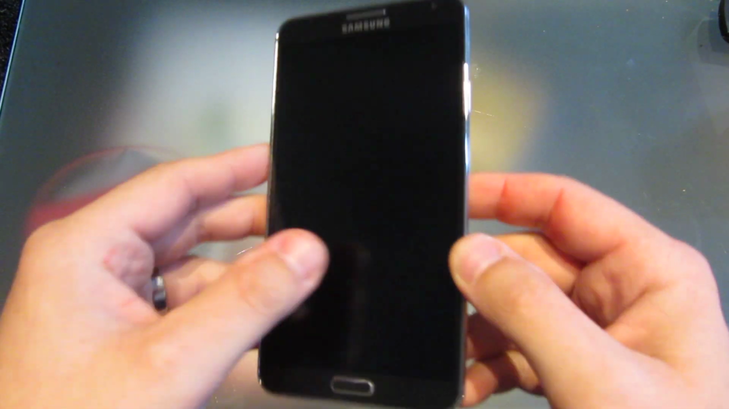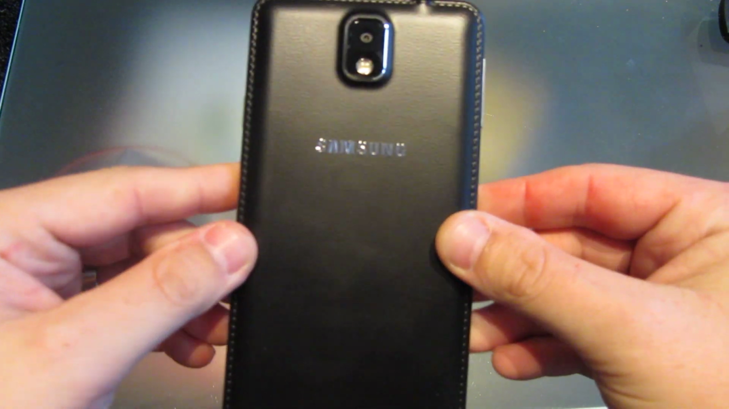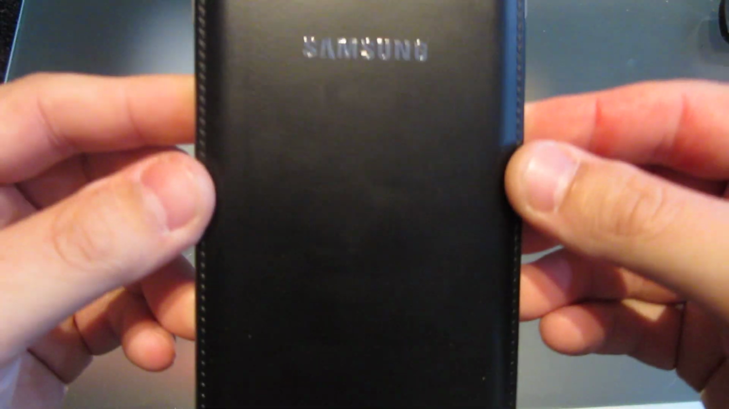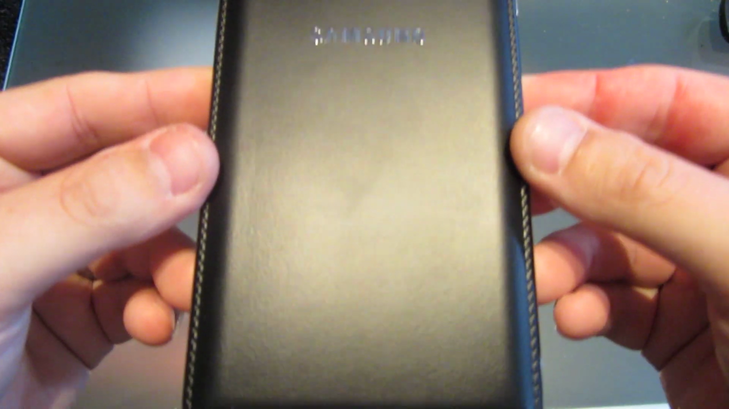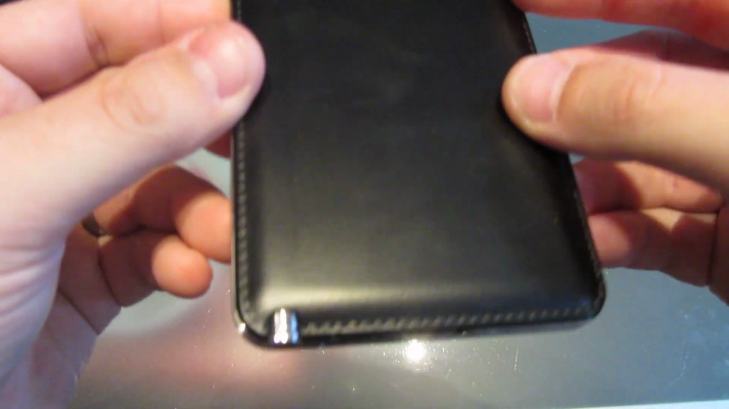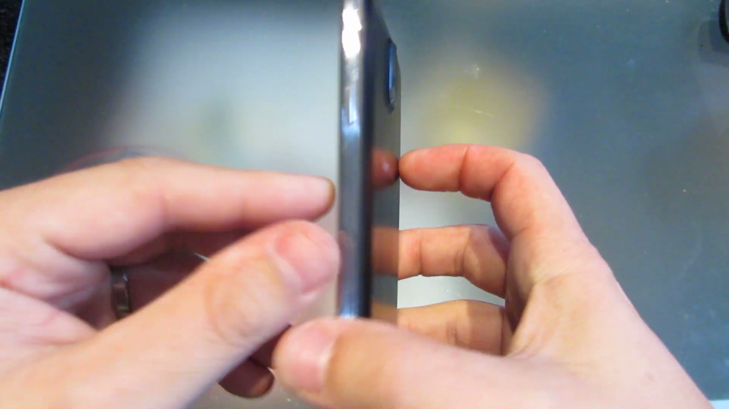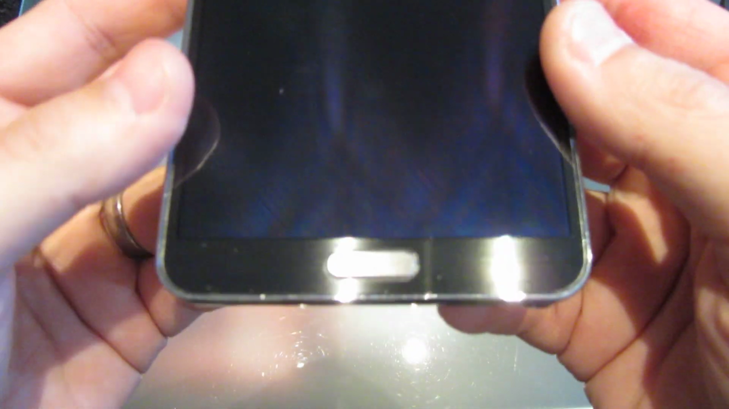I just got the Note 3 the other day. It's a pretty wicked phone. I love everything about it. I love the S Pen. I think it's amazing. What they've done with it is incredible, and it's a lot of fun.